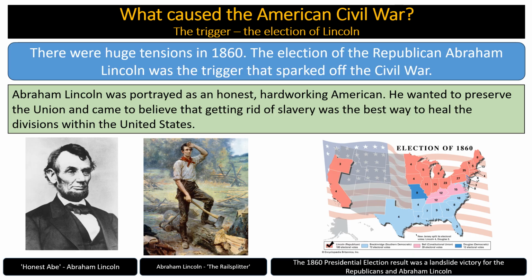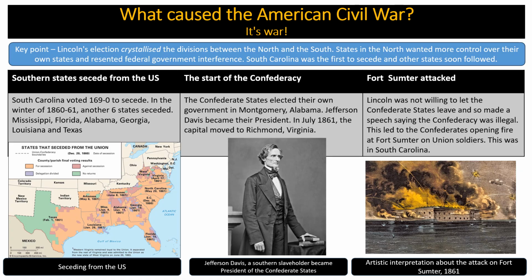Abraham Lincoln was portrayed as an honest, hard-working American. He wanted to preserve the Union and came to believe that getting rid of slavery was the best way to heal the divisions within the United States of America. So, Lincoln's election crystallized the divisions between the North and the South. States in the North wanted more control of their own states, and they resented the federal government interference.